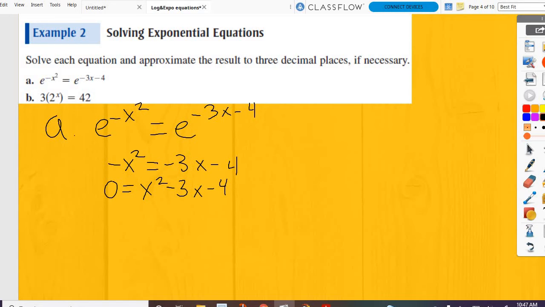Okay? So what does that factor to? x minus 4 times x plus 1. So what do we get as our answers? Agreed. Now, our last step was to check for extraneous solutions. Will both of those work for me?